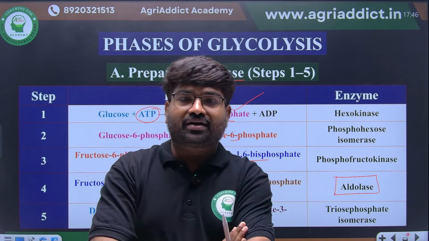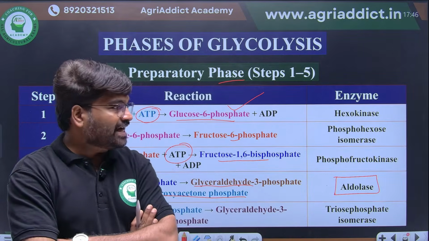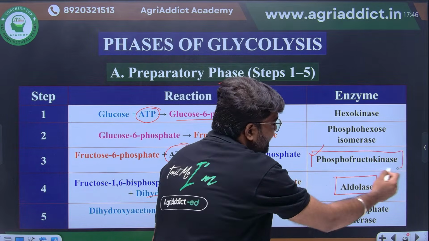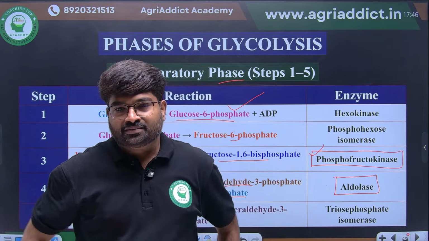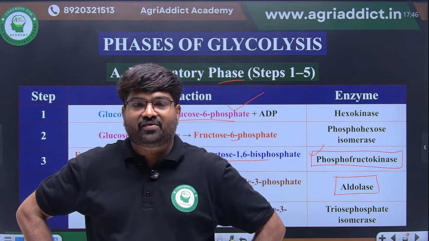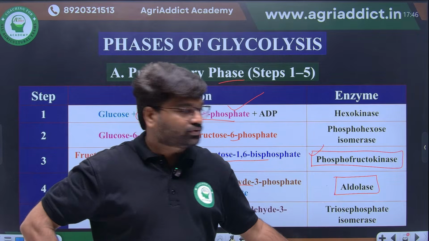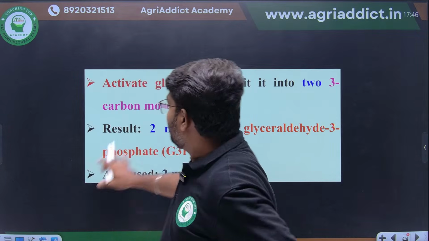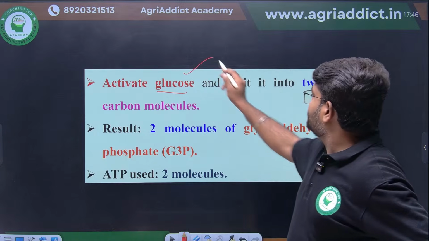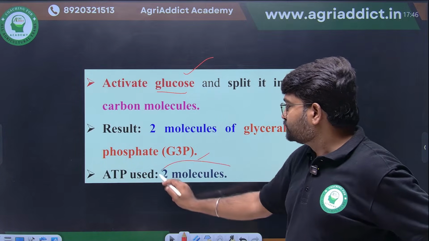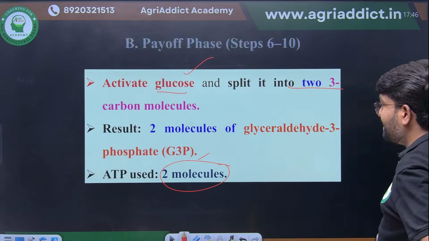Another most important thing you have to remember is phosphofructokinase. This is the pacemaker of glycolysis. If this enzyme reaction happens, it means glycolysis will proceed further. I will show why it is happening in the next slide. So this we have already discussed. Glucose will be converted into 2 molecules of a 3-carbon compound, and 2 molecules of ATP also will be utilized.